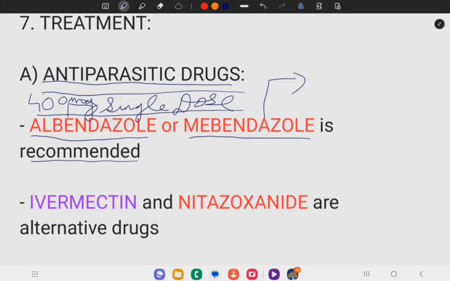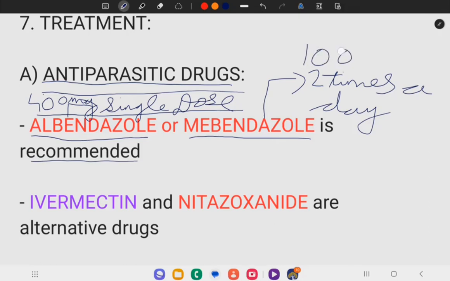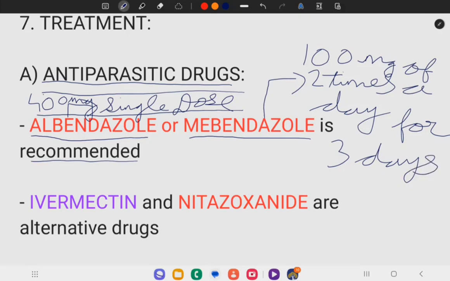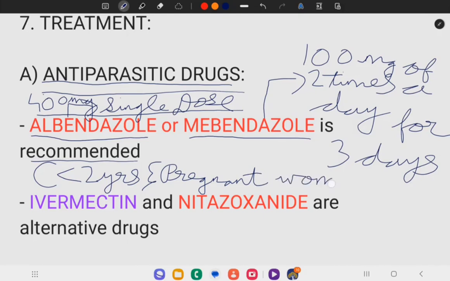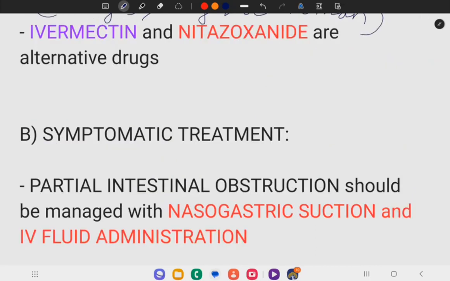100 mg of mebendazole is given 2 times a day for 3 days. Albendazole and mebendazole are contraindicated in children less than 2 years and pregnant women. Ivermectin and nitazoxanide are alternative drugs.